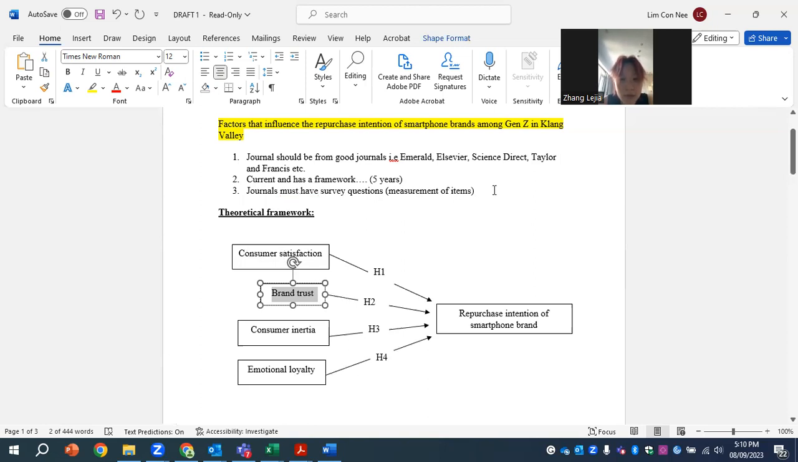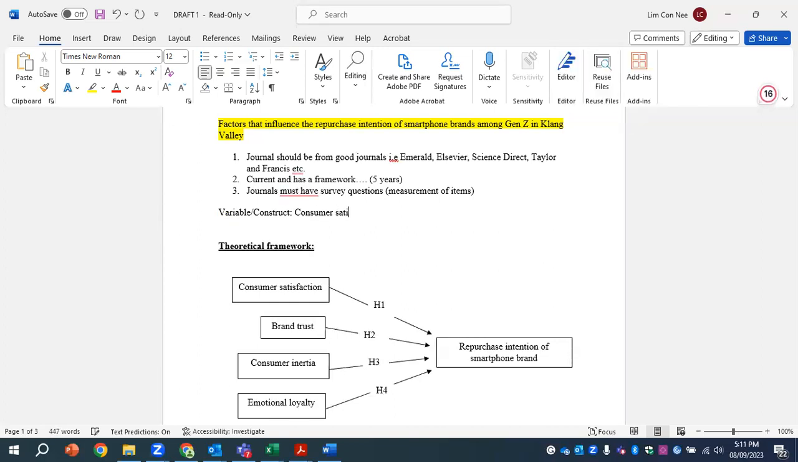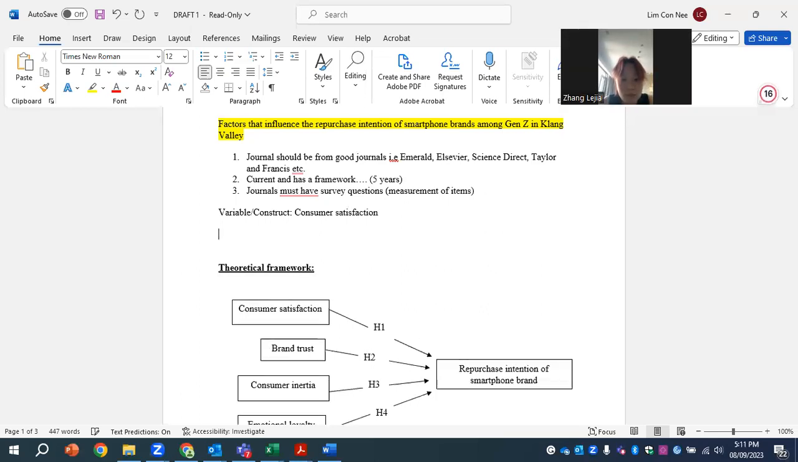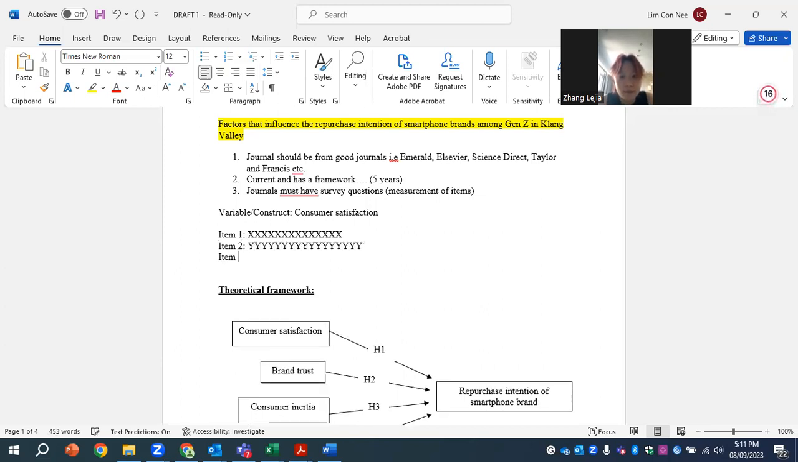Okay, for example, if I want to look at the variable, or construct we call it, the construct is customer or consumer satisfaction. For consumer satisfaction, I would have items, meaning the questions. Item one, what is the question? It would be a question. Then item two, another question. And then item three, I will have another question. All these questions will measure customer satisfaction.